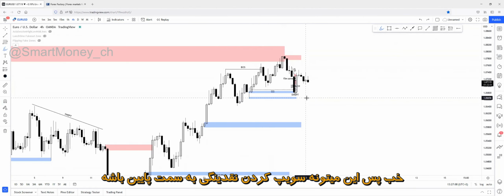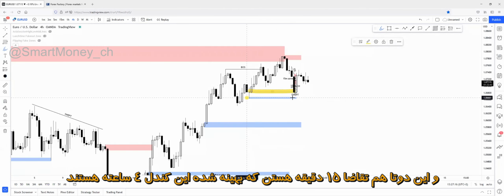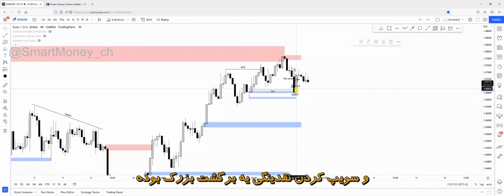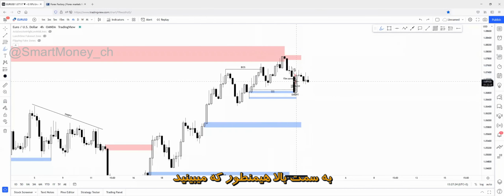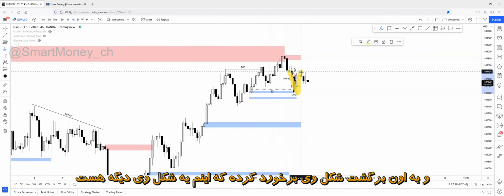So this could have been a liquidity sweep to the downside, because as you can see, there was a 4-hour candle which has been refined on the 15-minute chart. This is a 15-minute demand zone. This is a 15-minute zone refined from this 4-hour candle. And after a mitigation of this candle and after a liquidity sweep, there was a huge reversal to the upside, as you can see. The footprint is literally in front of you. Tap, V-shape, reversal. This is a V-shape again.